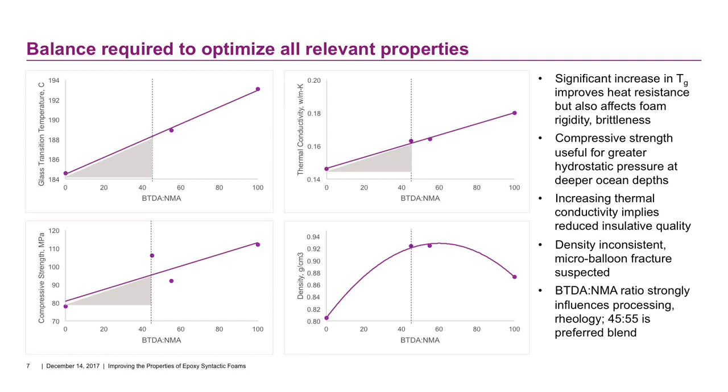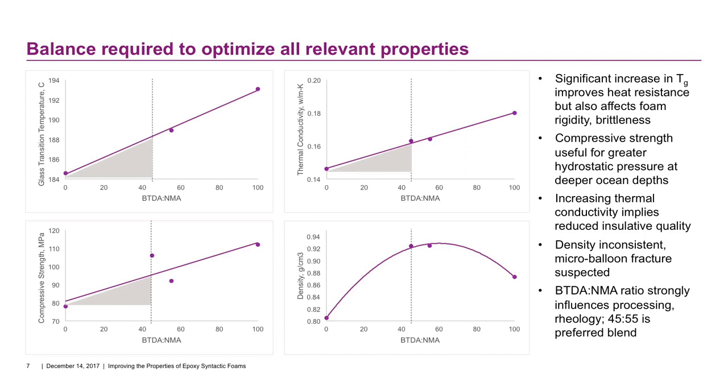This clearly works in your favor. When we look at thermal conductivity to the upper right and density below it, this is where the results start to become a little bit peculiar and not so simple to explain. In the case of thermal conductivity, there's an actual increase, a mild increase, and this somehow implies that the insulative quality is not as good.